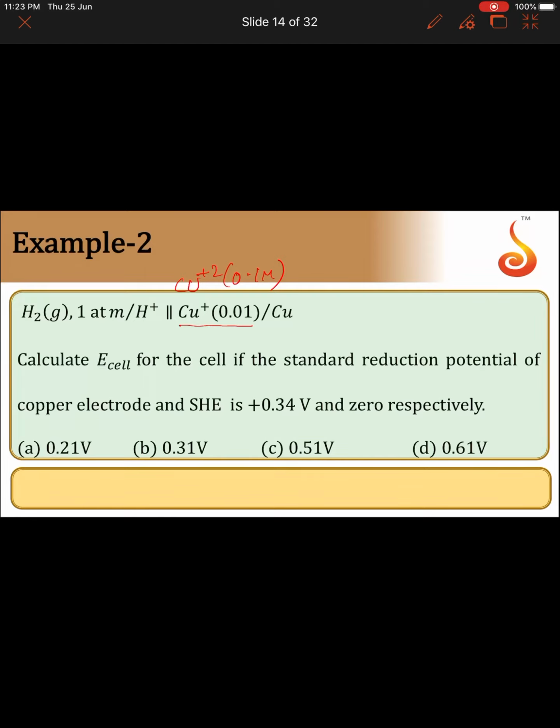and 0 respectively. First we'll write the anode and cathode reactions. Anode is a hydrogen electrode. Hydrogen will undergo oxidation. H2 gas at pressure 1 atmosphere gives rise to 2H plus aqueous plus 2 electrons. Cathode is copper. Copper will undergo reduction. Cu 2 plus aqueous plus 2 electrons gives rise to Cu solid.